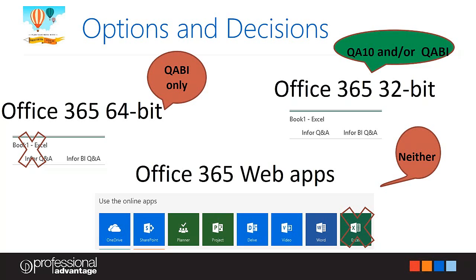Neither of these products, Q&A 10 or QA BI, can be used if Office 365 is deployed via the web. The reporting suites both are reliant on local Office installations. With QA BI being compatible in both 32 and 64-bit installations, everyone can install and run QA BI parallel to Q&A 10.